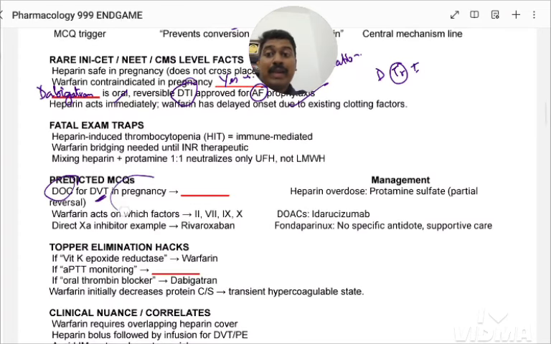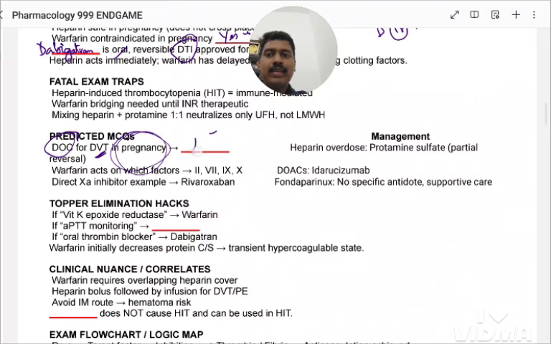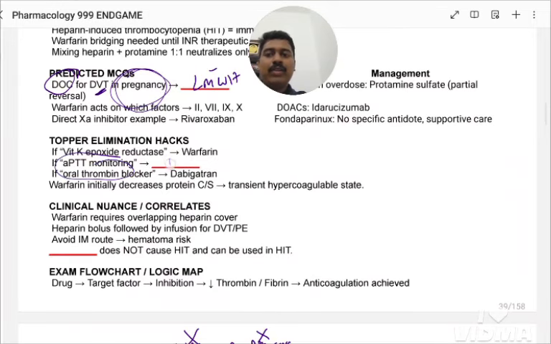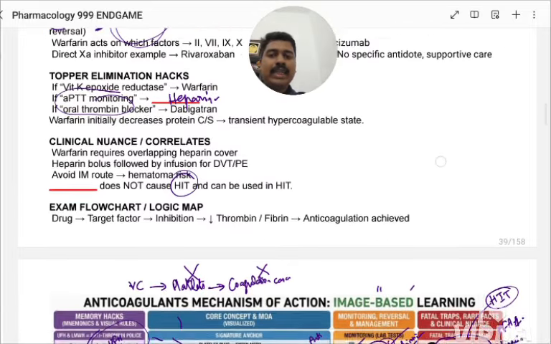Next, drug of choice for DVT in pregnancy. Okay, pregnancy it is. Yes, very good. Heparin, low molecular weight heparin. Okay, if APTT monitoring, you have to think of heparin again. Okay. Next, dash does not cause HIT and can be used in HIT.